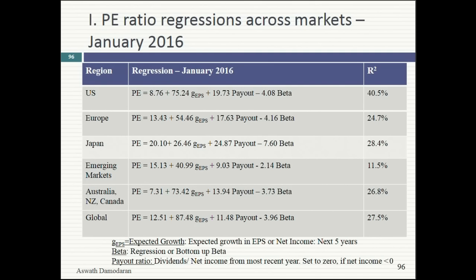It just reflects the fact that it's much more difficult to predict a PE ratio in an emerging market than in the US. No surprise there. The coefficients that I used were exactly the same across markets. Remember what I said: what you have as your coefficient on growth tells you what markets are paying for growth. And you can see the price for growth varies across markets. You're not getting very much for higher growth in emerging markets, a much lower coefficient on growth. So the coefficients are the same, the signs of the coefficients are the same.